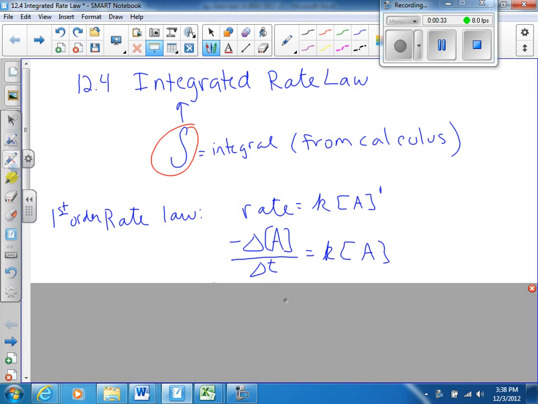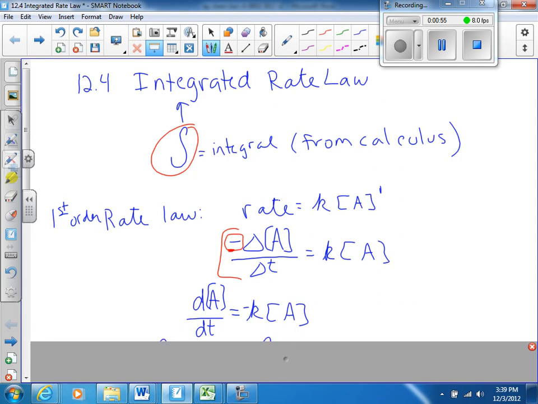And the rate for a reactant is the change in the concentration of the reactant over the change in time, times -1, because the reactants are decreasing in time, but the rate is always a positive number, so this negative sign is there. And the right side is the same, k[A].